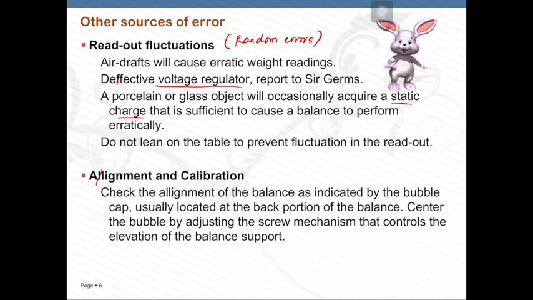So if the bubble is at the center of the circle, the bubble cap looks like this, and you have a circular area there. But if your bubble is around here, meaning the analytical balance is not aligned, you have to adjust the left and right stands of the analytical balance until it will look like this. So the bubble is at the center of the circle that is drawn in the bubble cap.